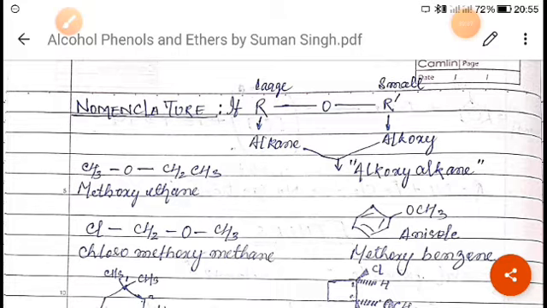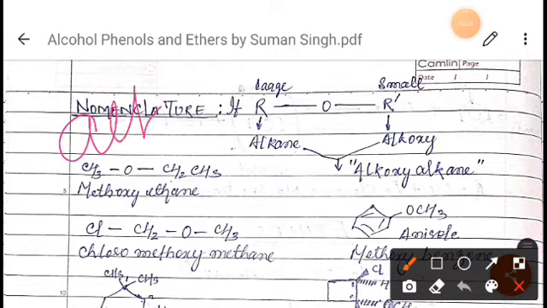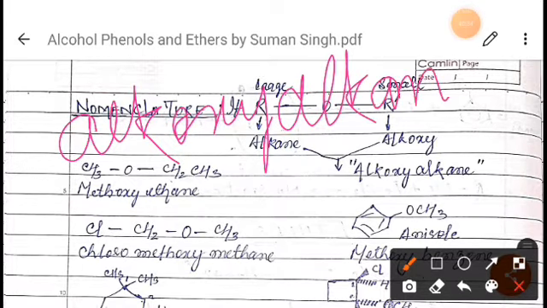Now again, when we talk about the IUPAC name, it will be according to the IUPAC system. Ethers are named as alkoxy alkanes, right? Here the larger alkyl group forms the parent chain, while the smaller alkyl group is taken with the ethereal oxygen and forms part of the alkoxy group. So we will see about this.